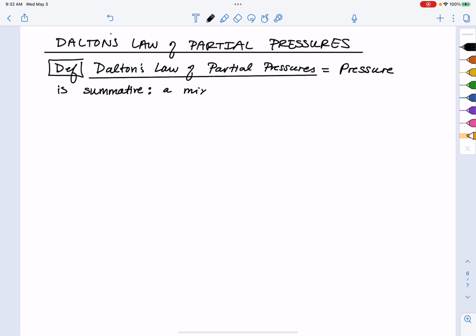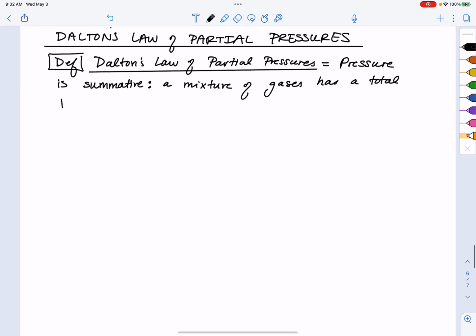A mixture of gases has a total pressure that is equal to the sum of the pressures of the component gases.